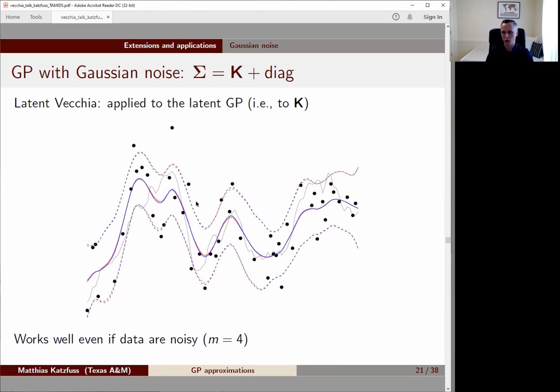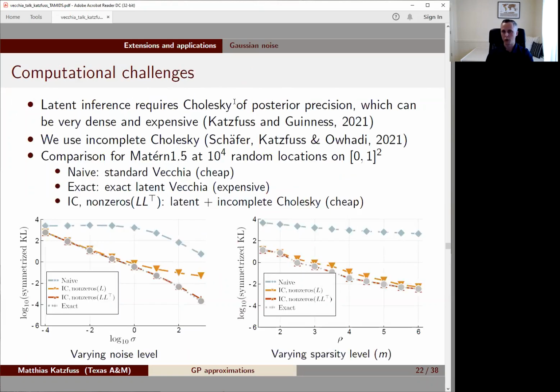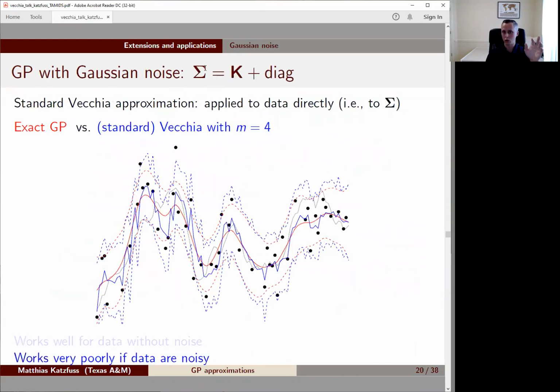Again, conceptually, this is very, very simple. One big problem with this is that when we do this latent Vecchia, we actually also have to decompose the posterior precision matrix and compute its Cholesky factor. And it turns out, because there can be a lot of fill-in, that this Cholesky factor can be quite dense and therefore expensive to compute. So in other words, this latent Vecchia can be a lot more expensive than the standard Vecchia, where we just apply to sigma.